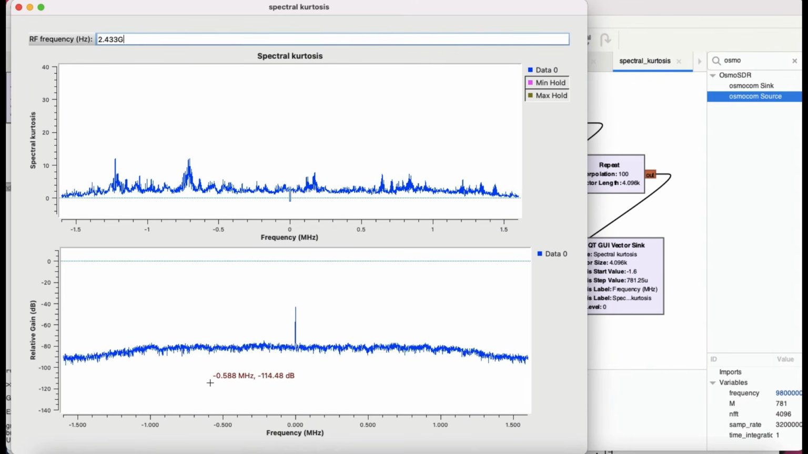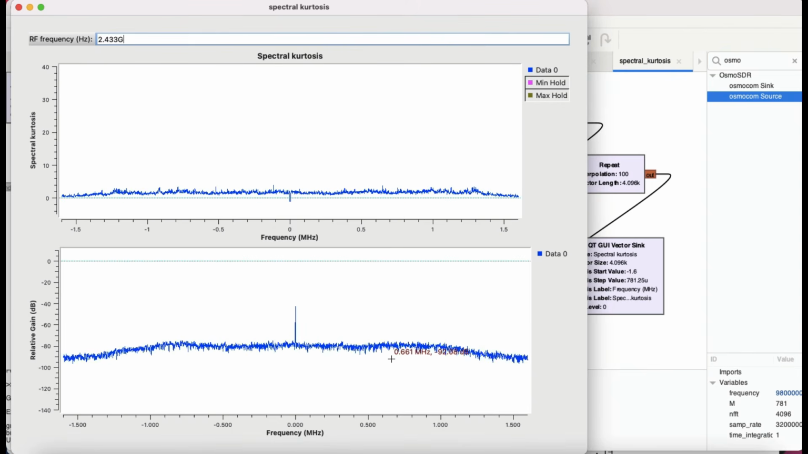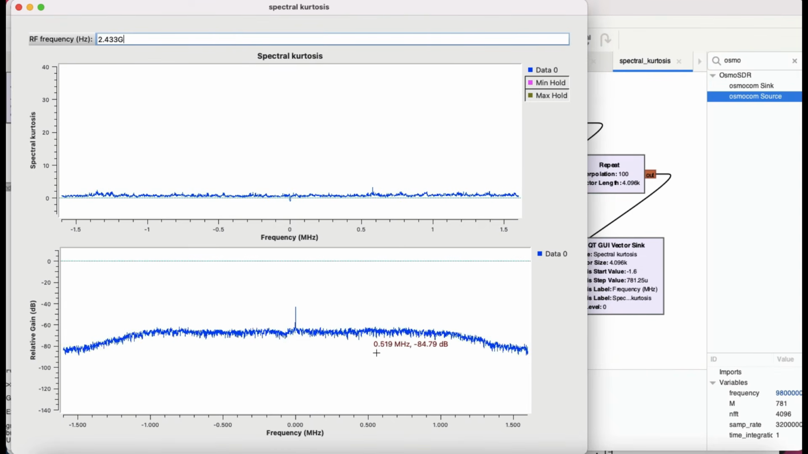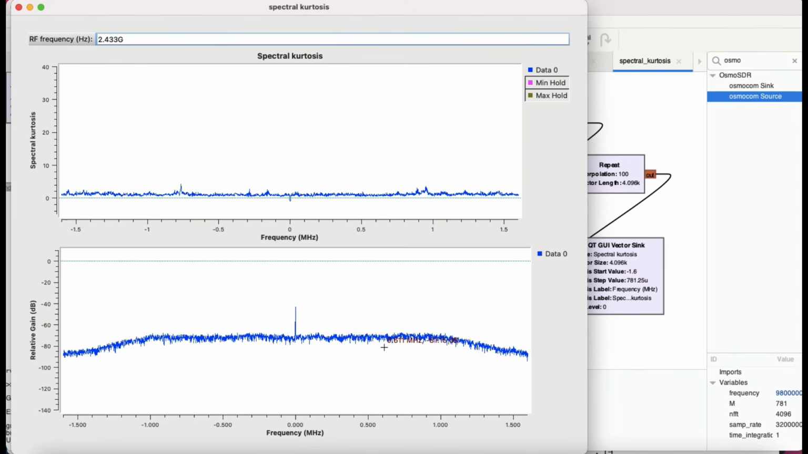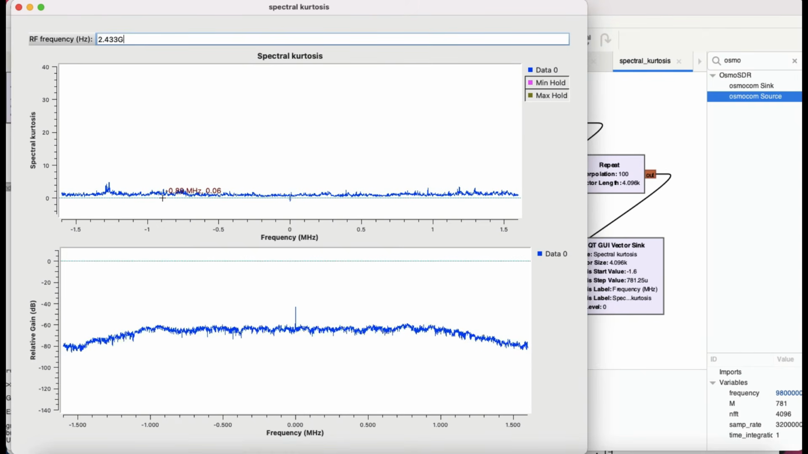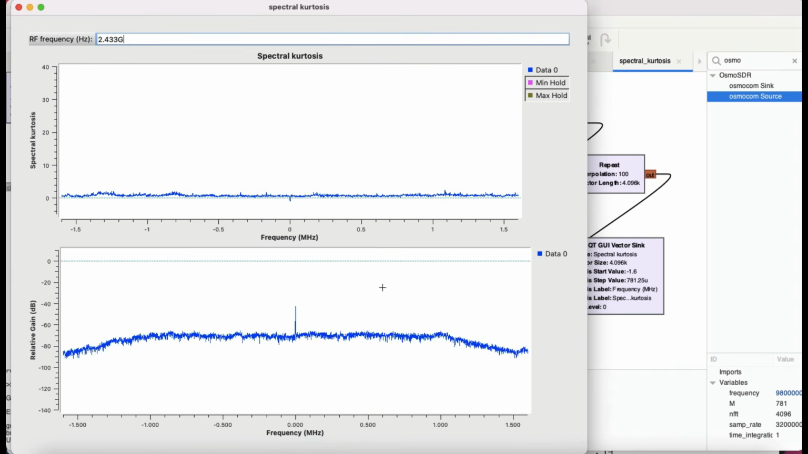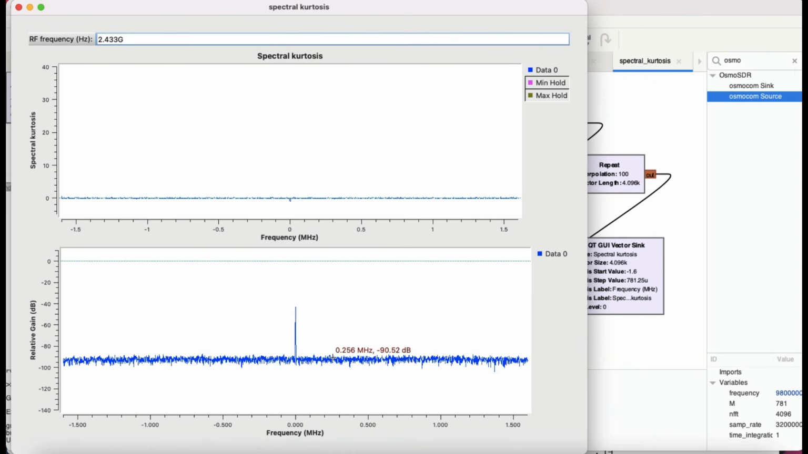All right, this is what I... wait for it to see your other signal, which is actually your Wi-Fi signal.